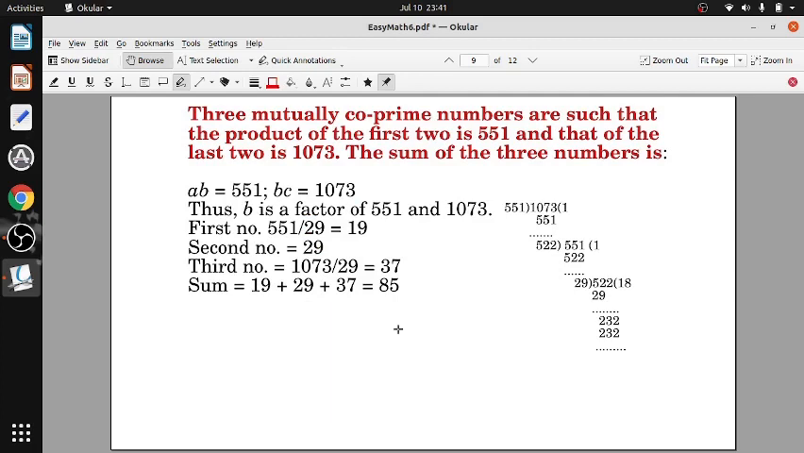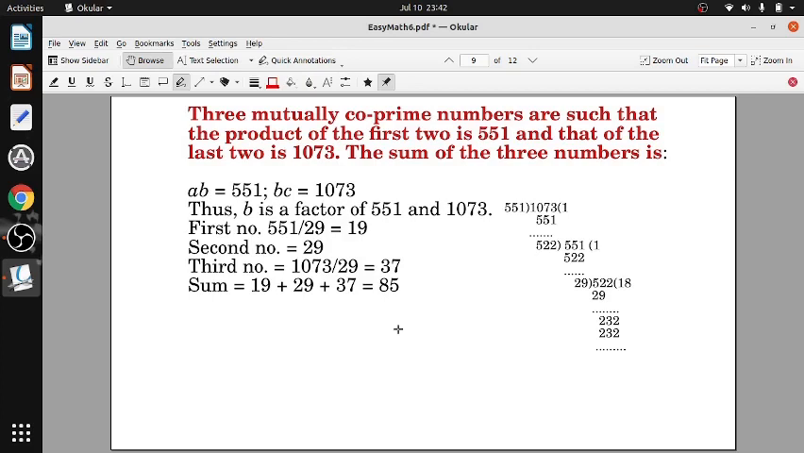Three mutually co-prime numbers are such that the product of the first two is 551 and that of the last two is 1073. The sum of the three numbers is? Co-prime means they will have no common factor. Like 14 and 15. 14 is not a prime number. 14 का तो होता है 2 into 7. 15 is also not a prime number. 15 means 3 into 5. But 14 and 15 are co-prime. They have no common factor.